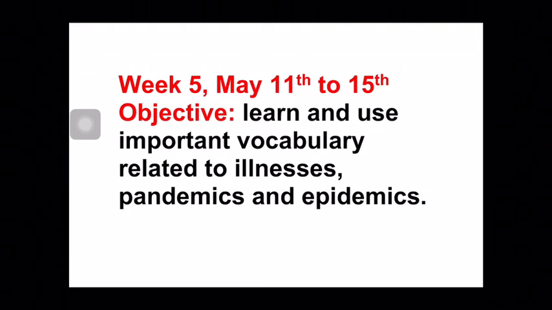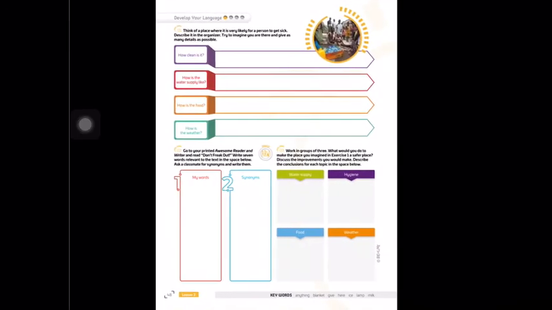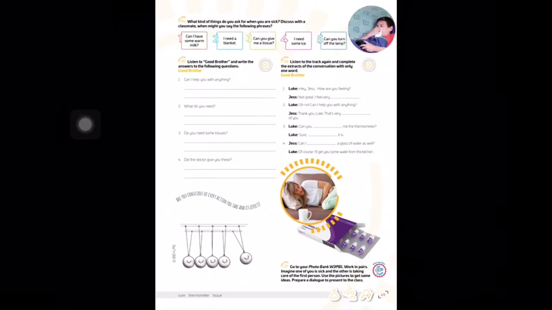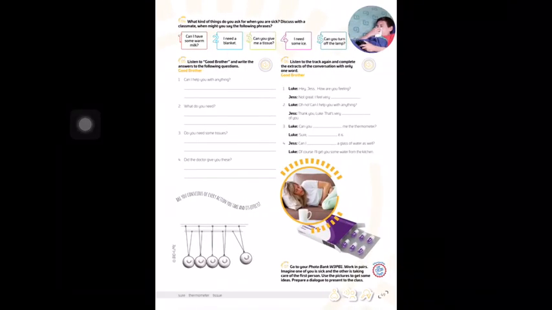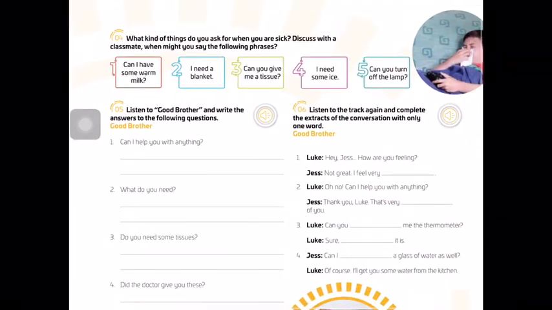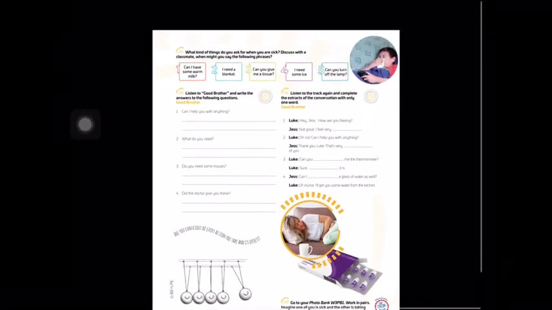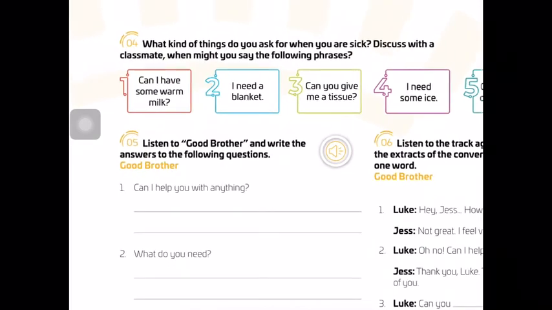Our objective is to learn and use important vocabulary related to illnesses, pandemics and epidemics. And the pages we are going to work are pages 49, 50 and 51. Okay, on this page, page 49, we can find exercise 4.